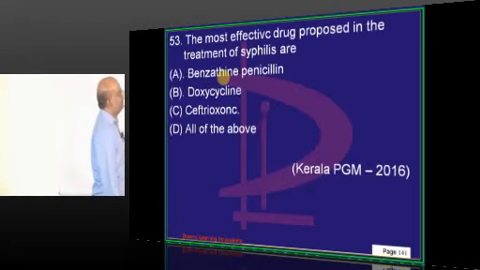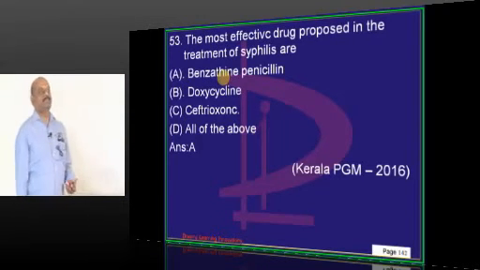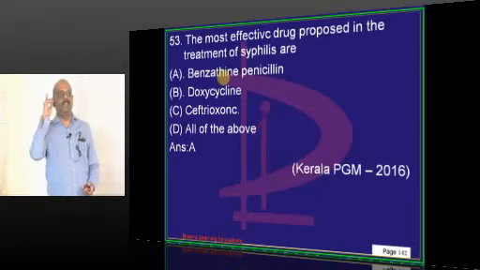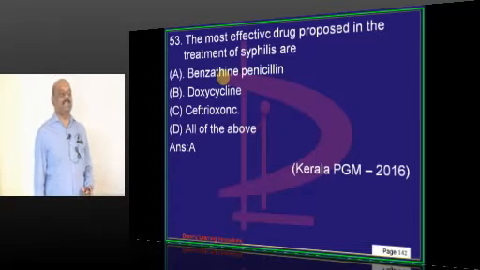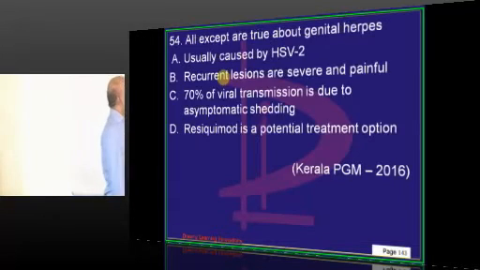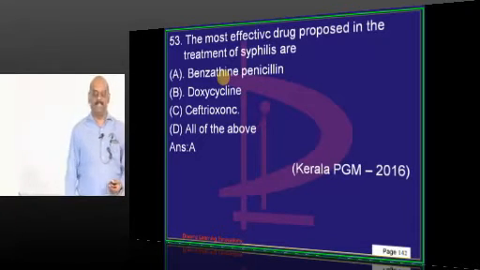Then, what is the most effective drug proposed for treatment of syphilis? Alexander Fleming. Until the sun shines, until the wind blows, penicillin will still be effective on syphilis. Treponema is not that intelligent. One penicillin injection and it dies. All your other organisms learn resistance. But the challenge here is, okay, they anyway give benzathine penicillin.